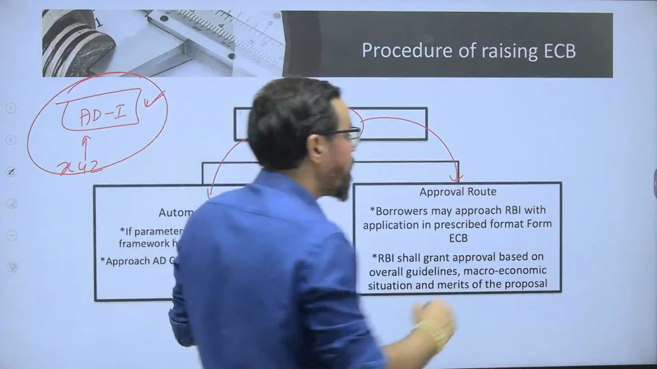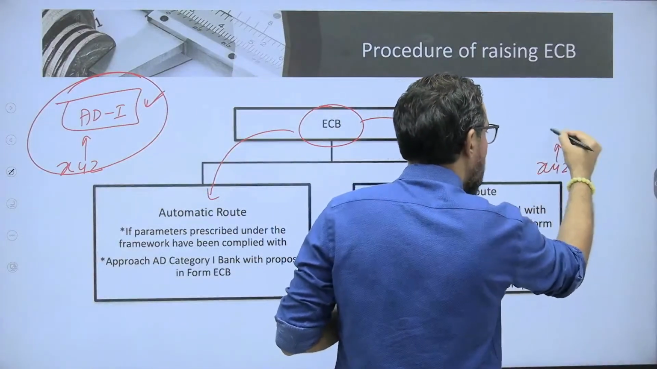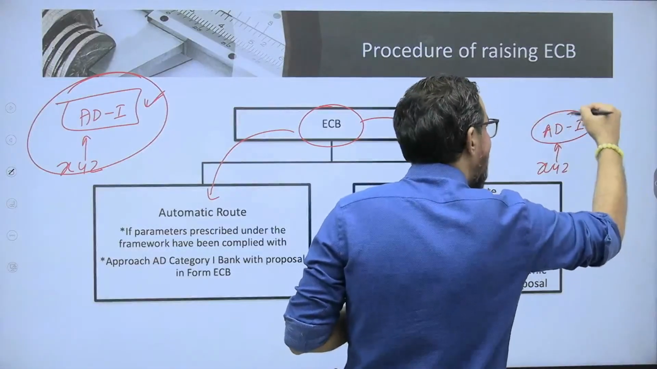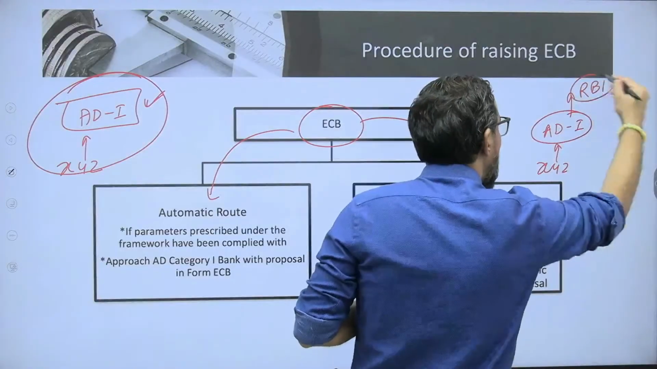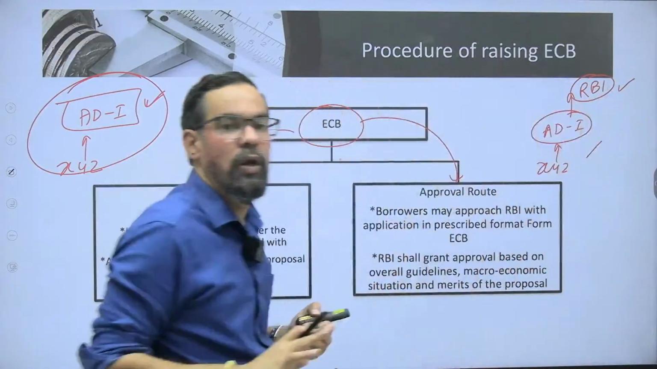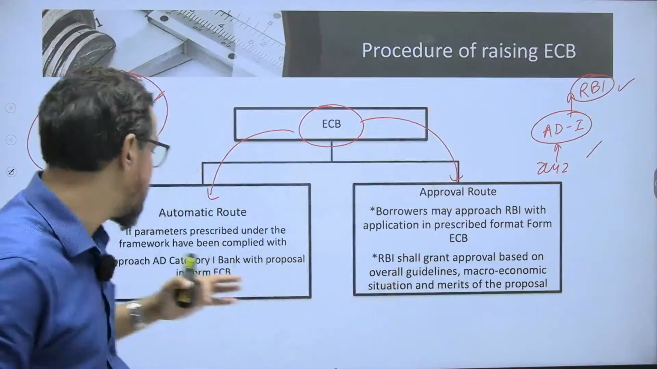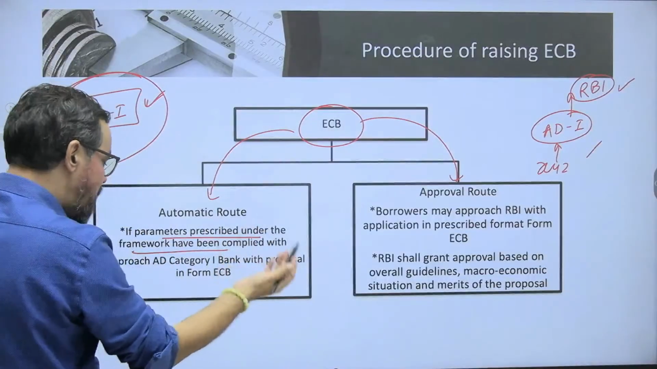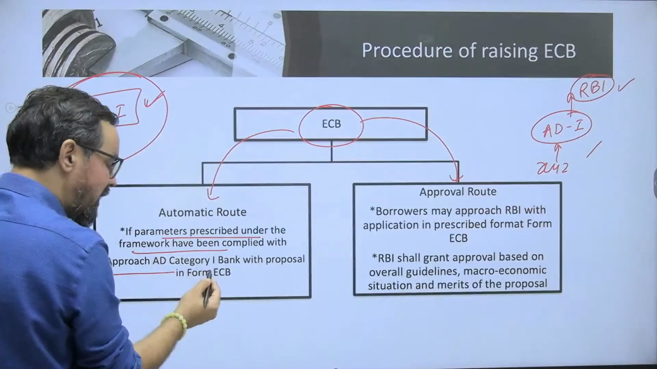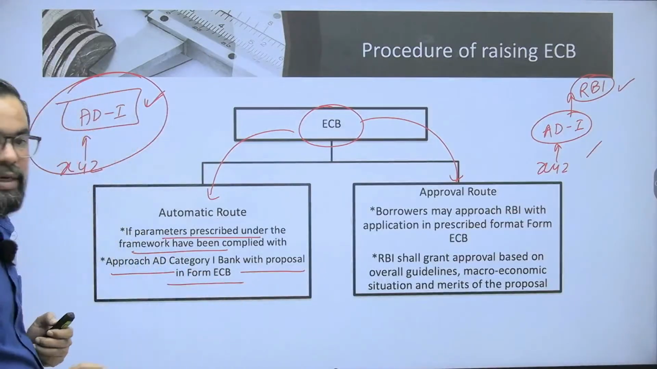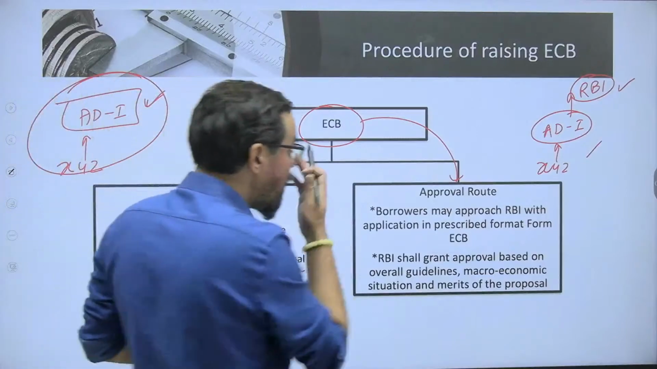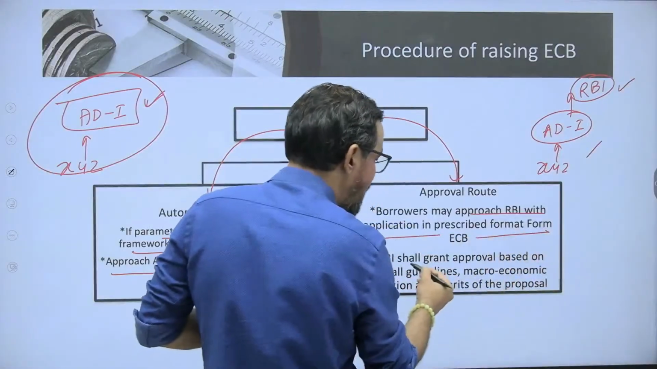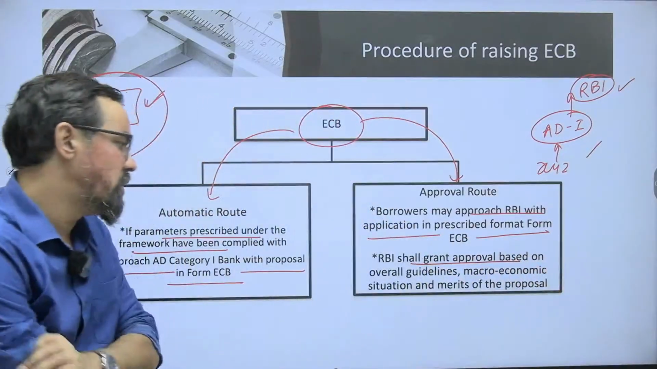XYZ will approach the authorized dealer. The route will be through the Category 1 authorized dealer itself. They'll go through the documents, then they'll send it for RBI approval. Once RBI approves, they'll approve that particular one. Or if RBI disapproves, it will get rejected. Okay? So if the parameters prescribed under the framework have been complied with, approach authorized dealers Category 1 banks with a proposal in Form ECB. Form ECB will be required in this case. The borrower may approach RBI with an application in the prescribed format, Form ECB. RBI shall grant approvals based on the overall guidelines.